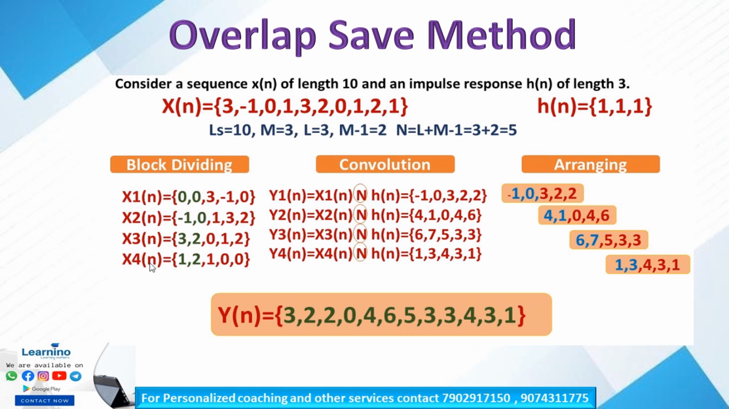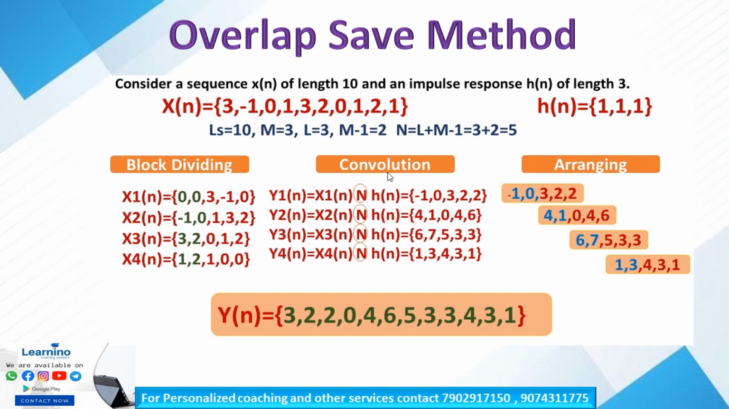Again in the fourth block, the first 2 points are taken from the previous block, that is 1 and 2. Then we have to take 3 points, and only 1 point exists in the input sequence. So we take this one and then append zeros to complete that particular block as a 5 length sequence. So this is the procedure of block dividing. We have 4 blocks over here with the length of the sequence 5. Okay, so that's about the block dividing.